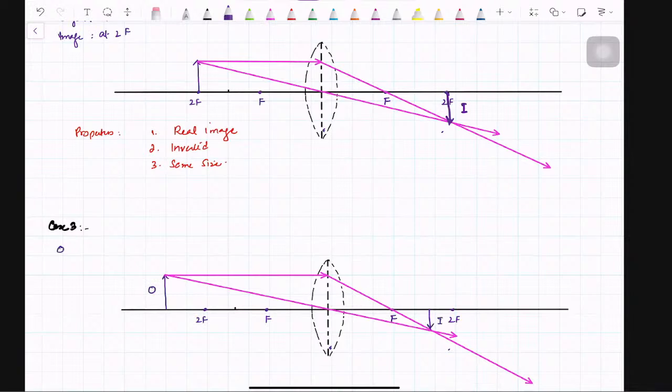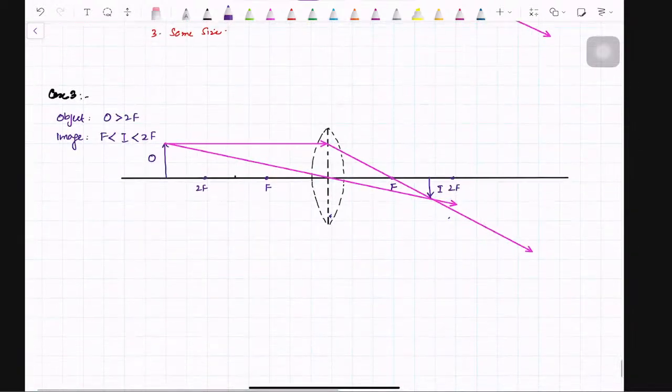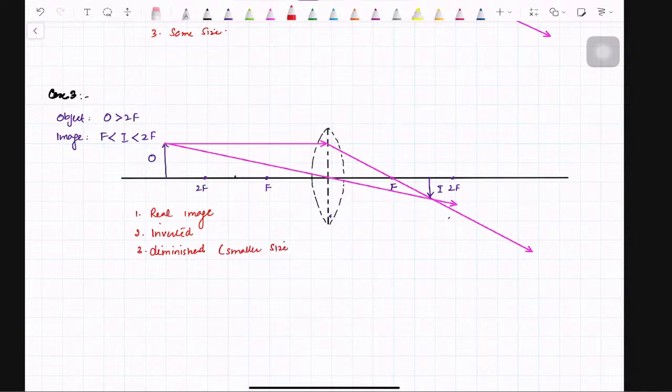Now if you see, the object is greater than 2F, right? And the image is formed greater than F but less than 2F, so somewhere in the middle. And if you look at how it is, number one, it is a real image because it's forming on the other side and on the screen. It is inverted, and then it is diminished or smaller size, which is the same thing.